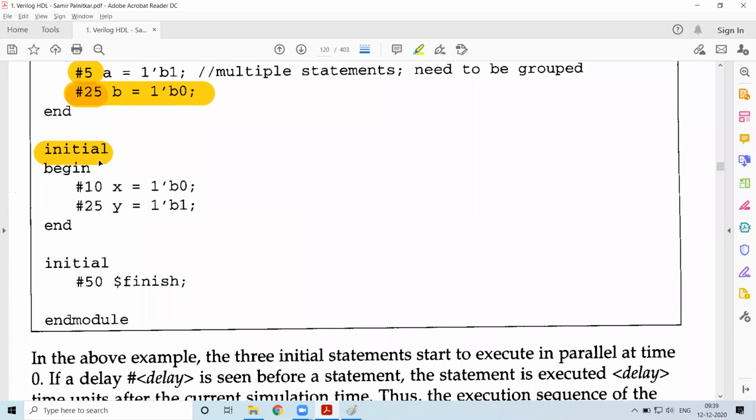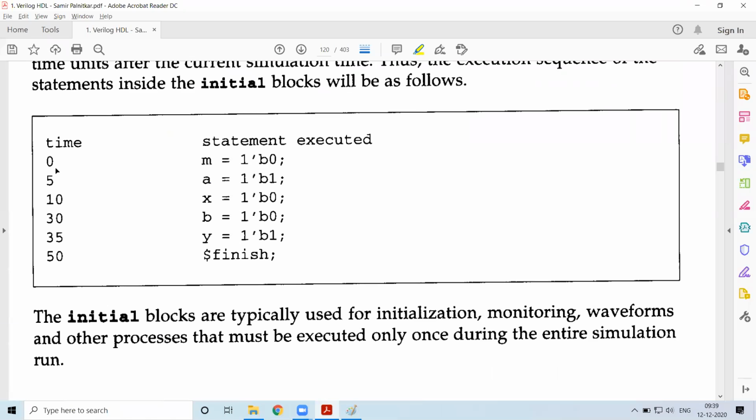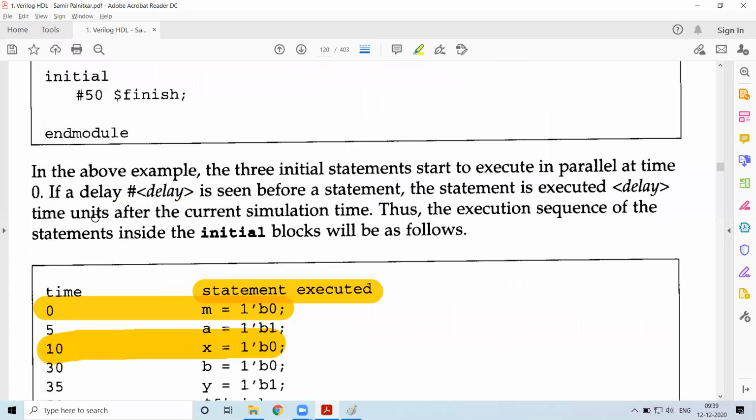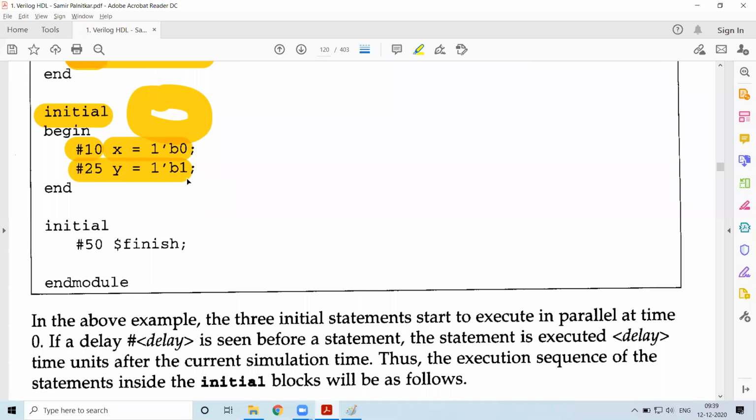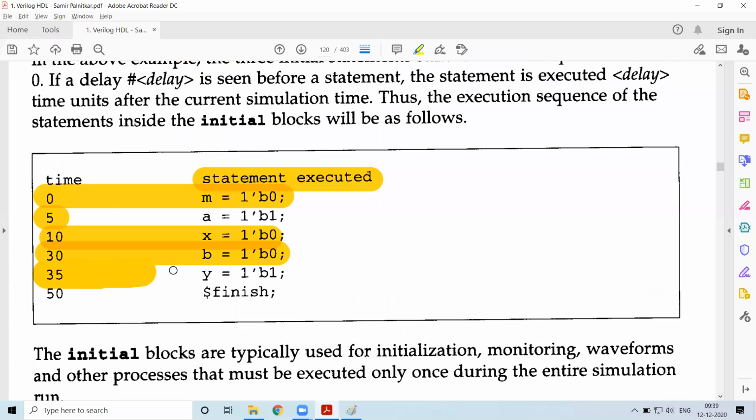Now coming to this one, this also starts at time t equal to 0. After 10 time units of delay, this statement will be executed, and the next statement will be executed after 25 plus 10, that is, after 35 time units. So at 10 time units, you have x equal to 0 executed. Now 10 plus 25 is 35. After 35 time units, you can see the y statement being executed.